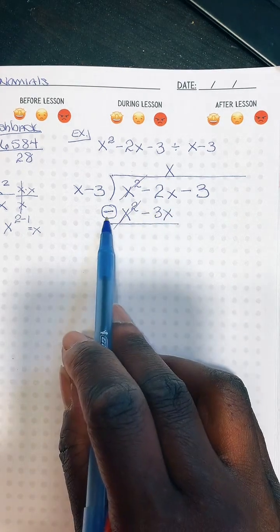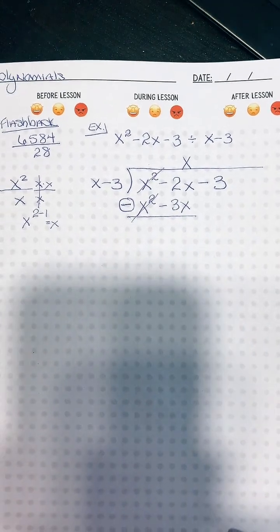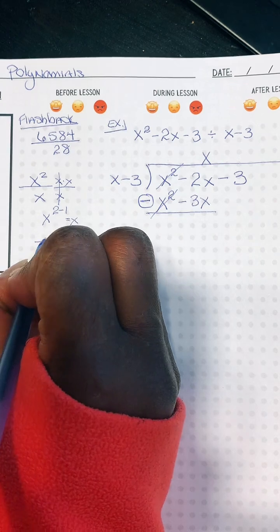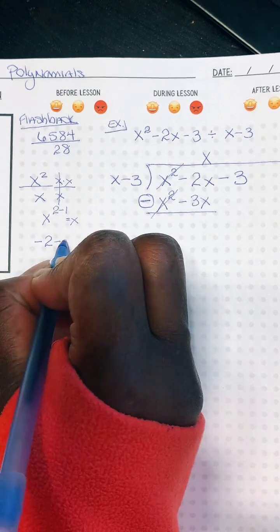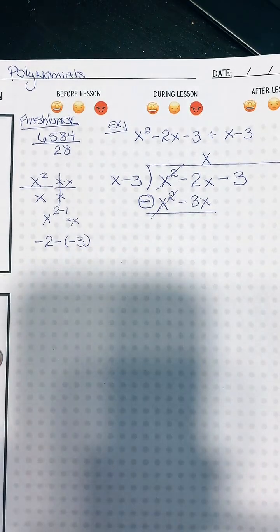-2 minus -3. Ooh, we're being a little fancy. So here we go, I'm going to write it out. -2 minus -3. What do we get for a solution for that? Okay, Rachel's saying 1.